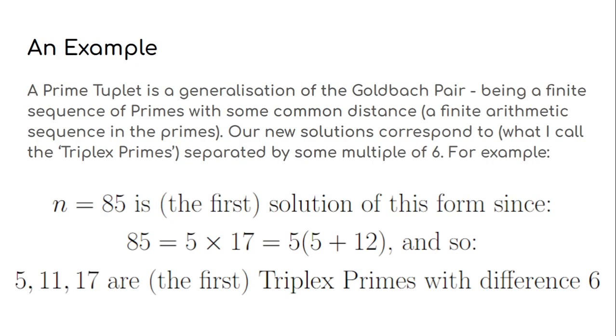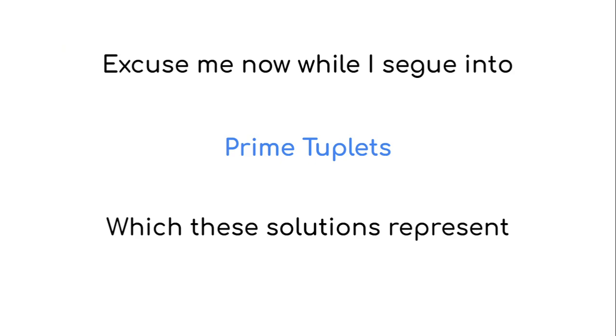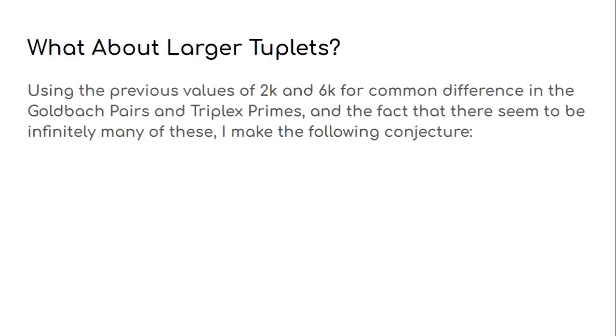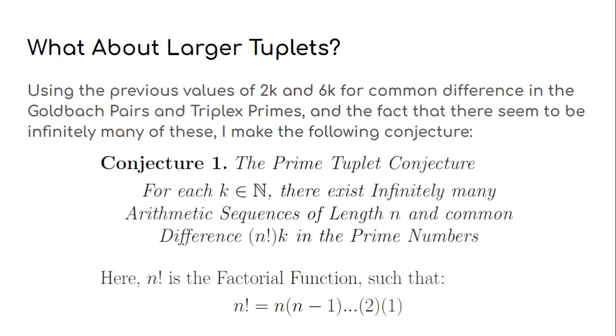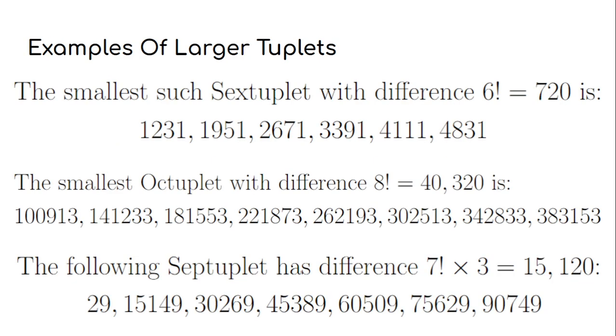There are an infinite number of prime n-tuplets, that's a tuplet containing n primes, with common distance n factorial k. Here, the factorial function is simply n times n minus 1 times n minus 2 all the way down to 2 and then 1. This lines up with the Goldbach conjecture because 2 factorial is 2. It's all well and good me just stating this, so here are some examples. Feel free to pause and check these if you have the time or really want to.